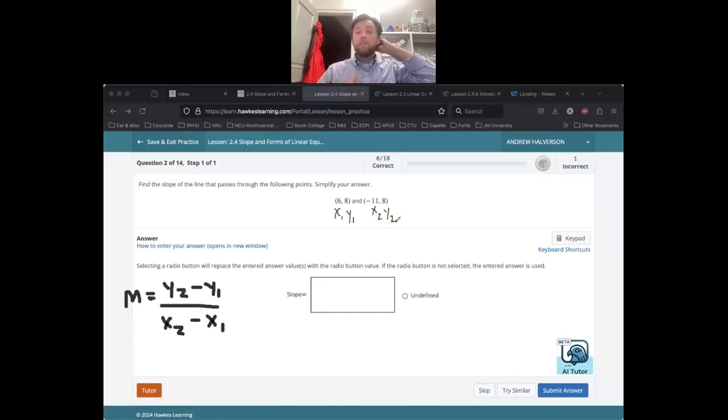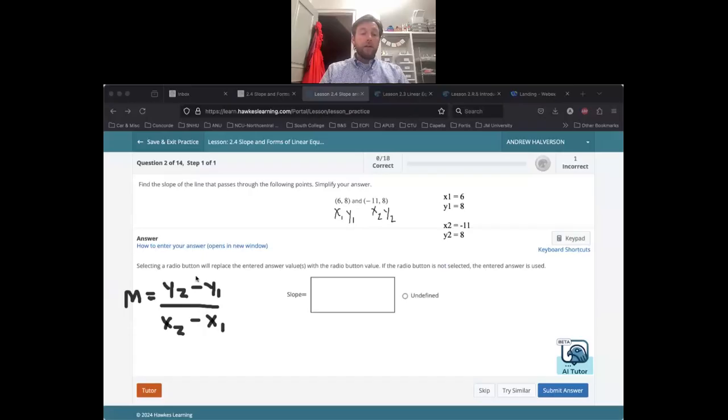I list out my values so that I know what I'm dealing with. x1 is 6, y1 is 8. Do y'all see that? It's the x and y value of the first ordered pair. That's what the ones and the twos mean. x2 is negative 11, the x value of the second ordered pair, and y2 is 8. It's the y value of the second ordered pair.